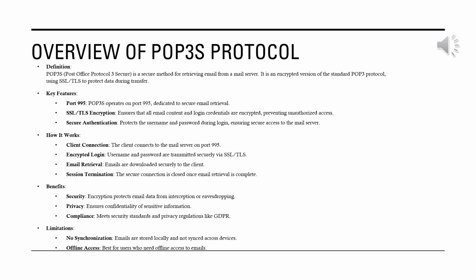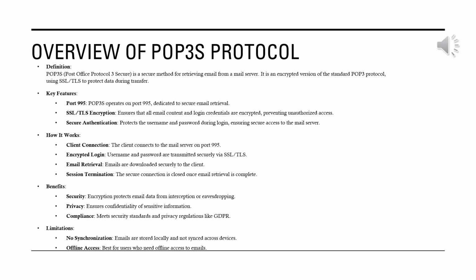The key features are very important. Port 995 is one of them, SSL encryption is another, and secure authentication is another. POP3S operates on port 995 for secure email retrieval. As far as the encryption, it ensures that all email content and login credentials are encrypted, preventing unauthorized access. And then authentication protects the username and password during login, ensuring secure access to the mail server.